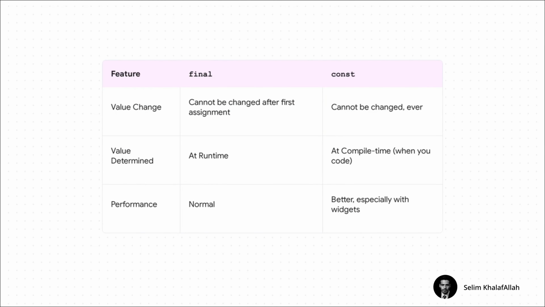So this table really breaks it down. When you need a variable that won't change, which one do you pick? Well, it's a simple question. When is the value known? If you know the value right now as you're typing, use const. It's faster. If the value will be figured out when the app is running, like fetching user data or getting the current time, then you use final.